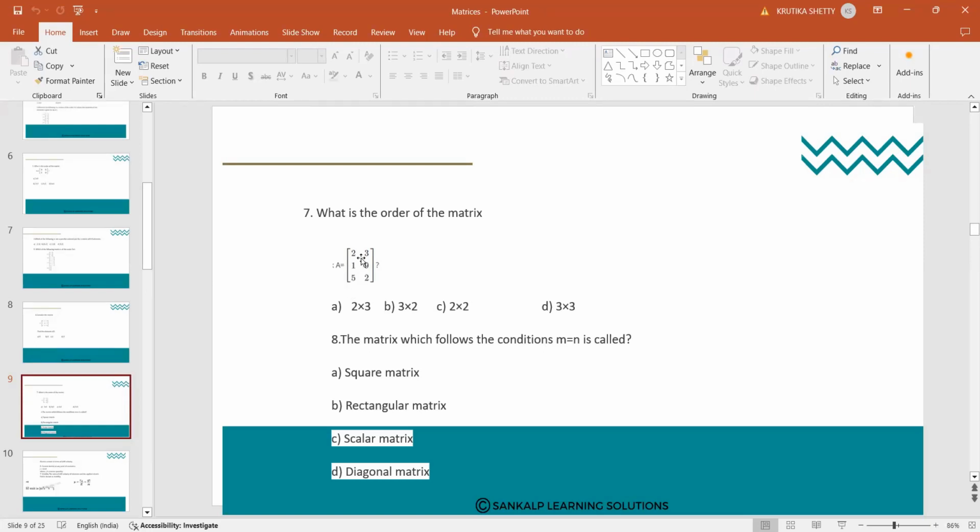See, how many rows are there? 3 rows and 2 columns. So the order will be option B. Option B will be the right answer: 3 comma 2.